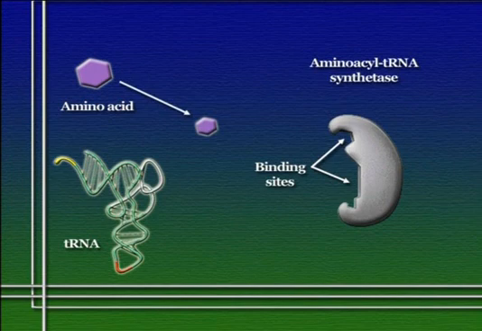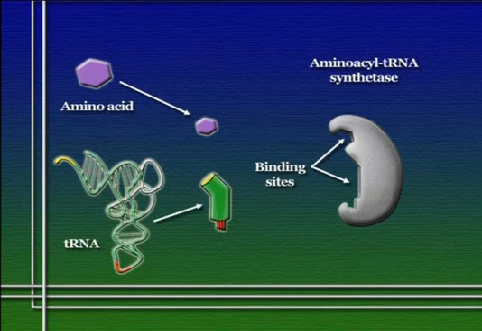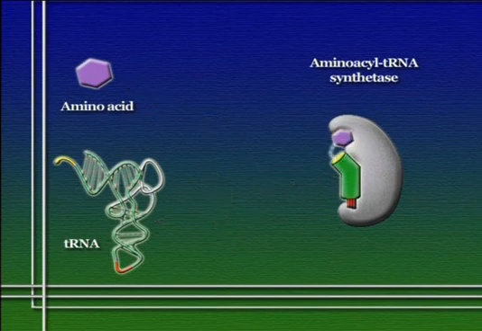Each amino acid tRNA synthetase has two specific binding sites. One binding site that recognizes only one kind of amino acid, and another binding site that recognizes the tRNA with the correct anticodon for that amino acid. Thus, the amino acid tRNA synthetase acts as kind of a matchmaker, a molecular matchmaker, making sure that the right tRNA and the right amino acid get put together.